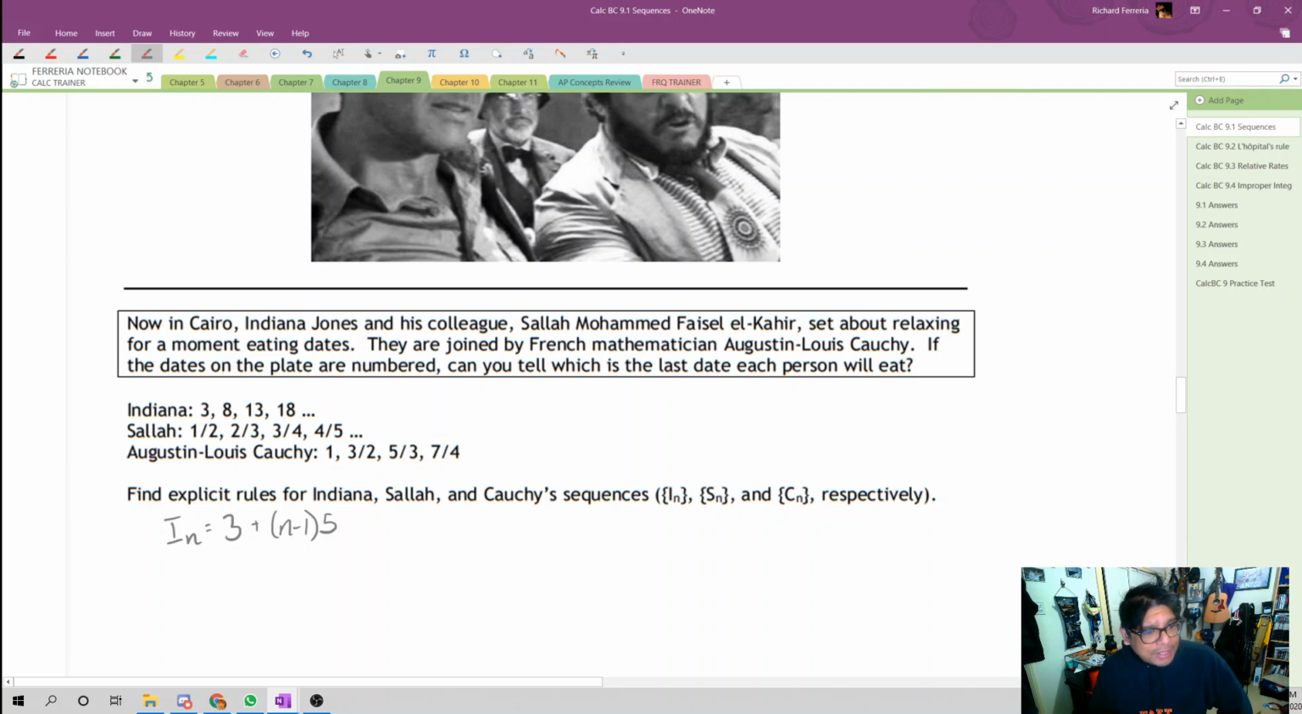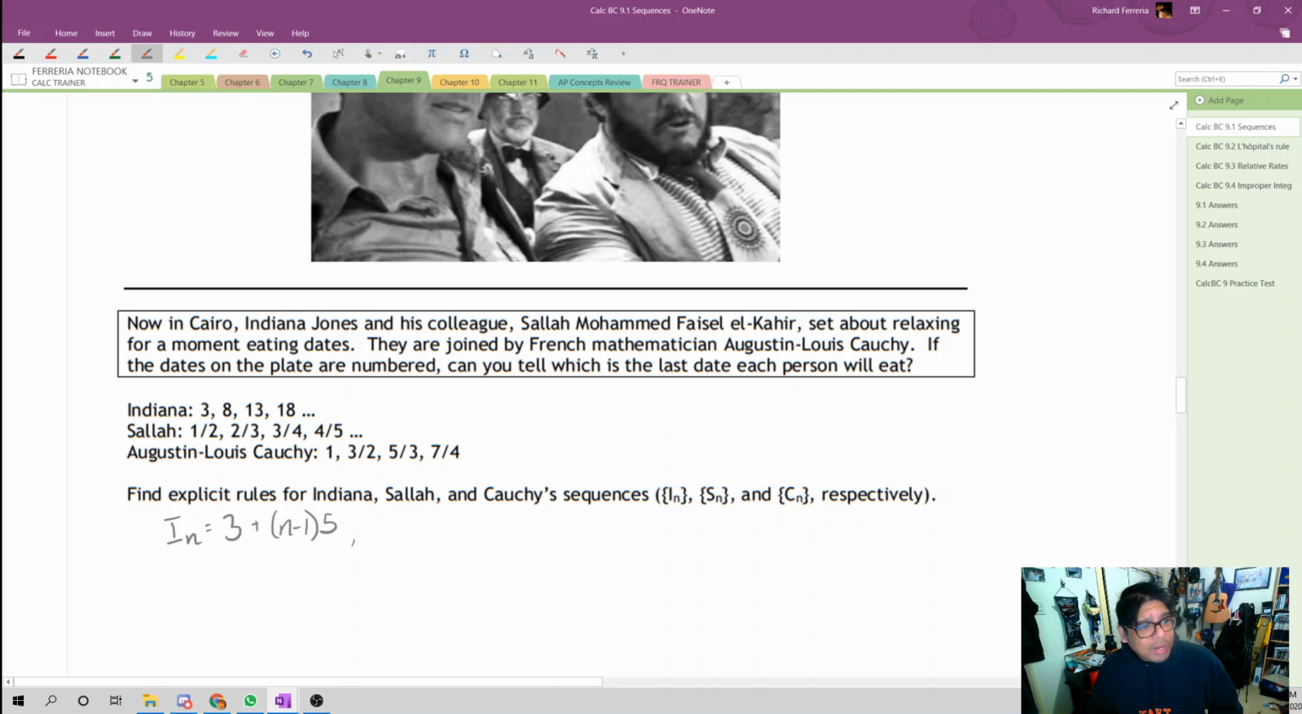Indiana, that is just an arithmetic sequence with the first term of 3 and a common difference of 5. So from what we learned yesterday, it's 3 plus n minus 1 multiplied by 5. I'm not going to worry about simplifying that.